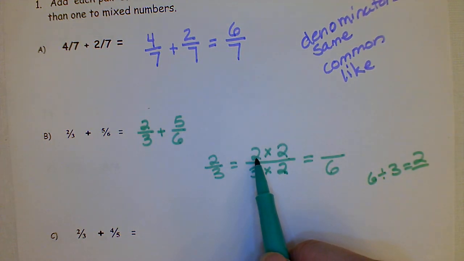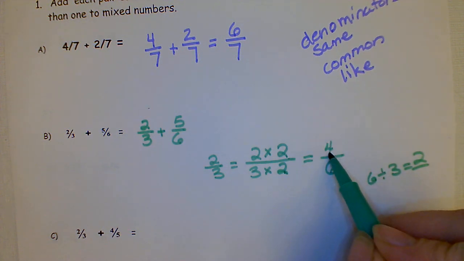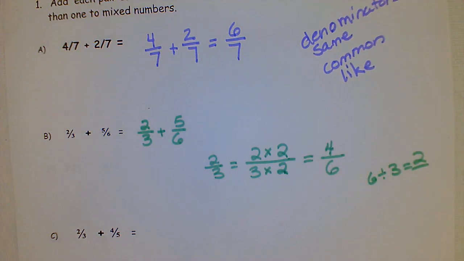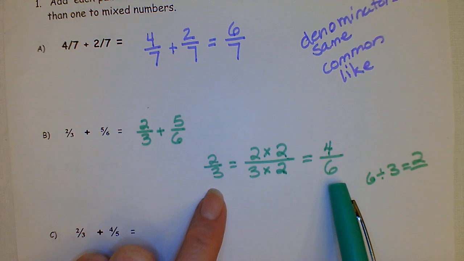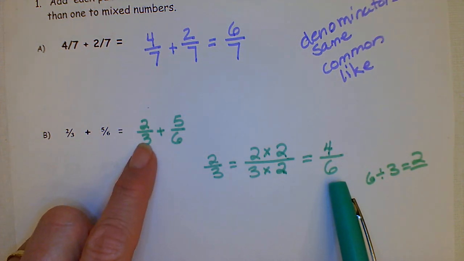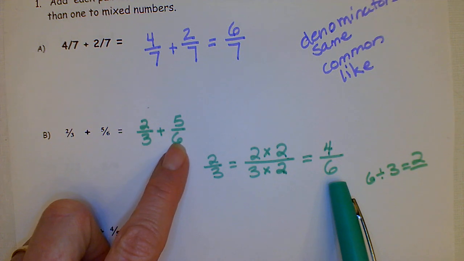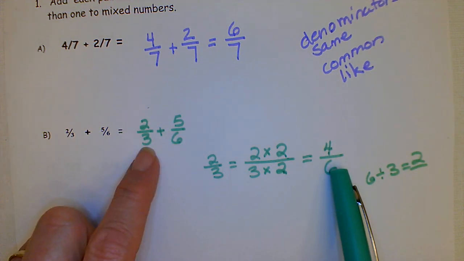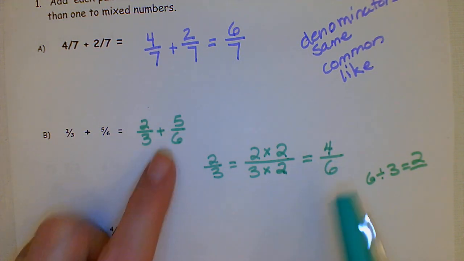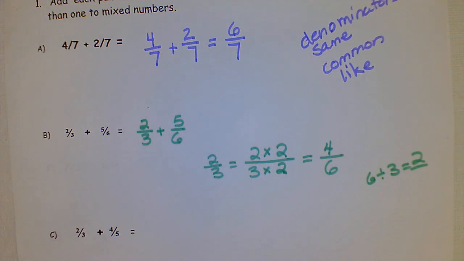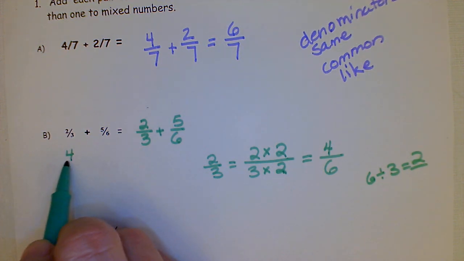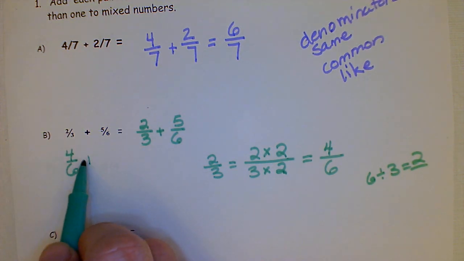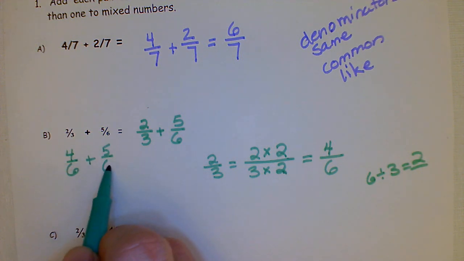And now I can go 2 times 2, which is 4. So now what I know is that 2/3 and 4/6 are equivalent fractions. So instead of adding 2/3 and 5/6, I can put 4/6 over here and do 4/6 plus 5/6. So let me go ahead and write that. I don't want to crowd it in over here, so I'm going to write it underneath this. So I'm going to take 4/6 instead of 2/3 and add that to the 5/6.